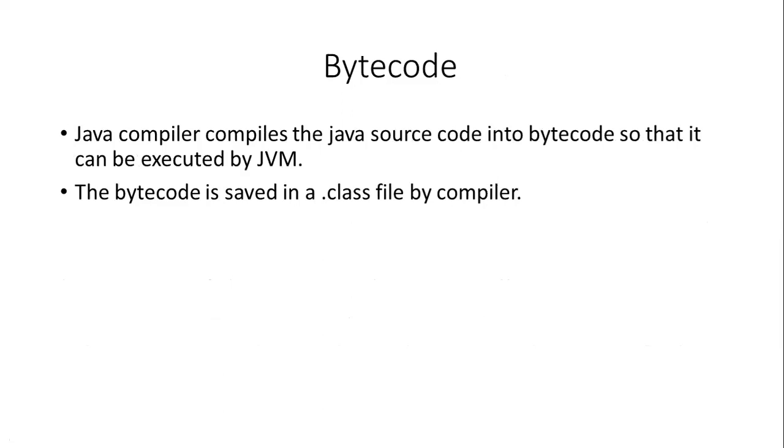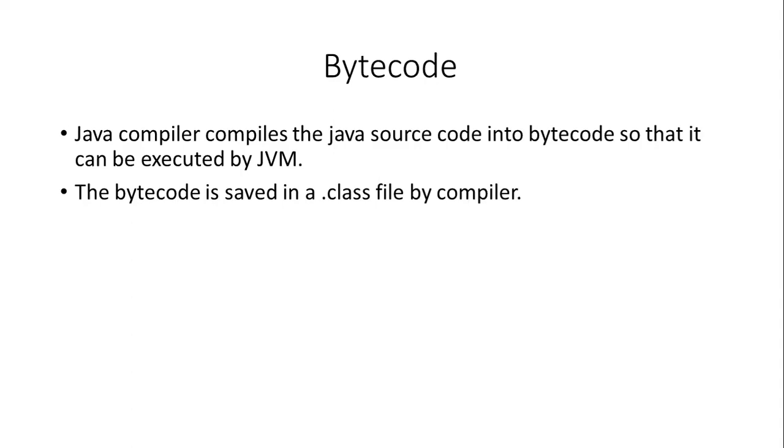So what is bytecode? The Java compiler compiles the source code into bytecode. Bytecode is also known as intermediate code, because from source code we go to bytecode, and then from bytecode we go to machine code. So the Java compiler compiles the Java source code into bytecode so that it can be executed by the JVM.